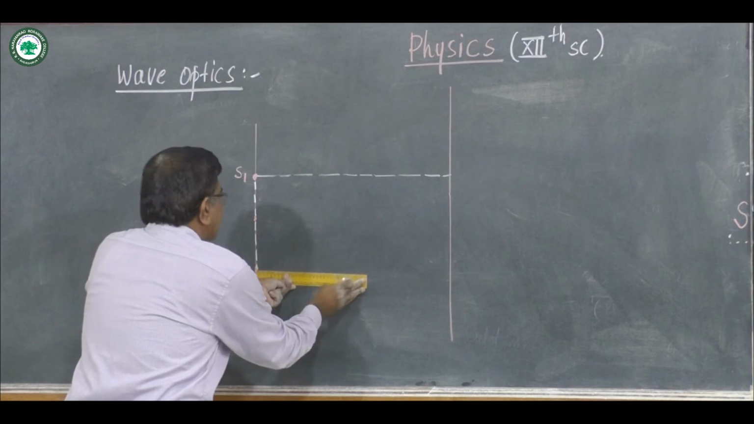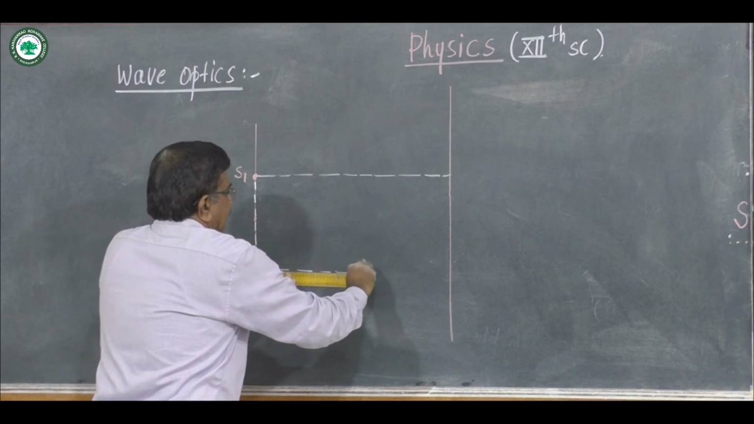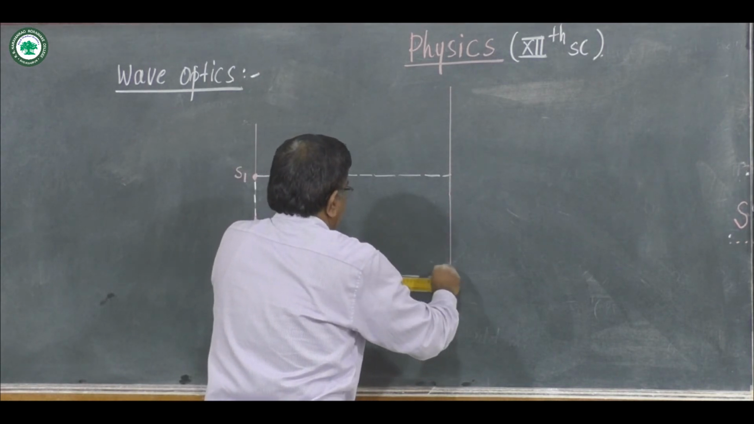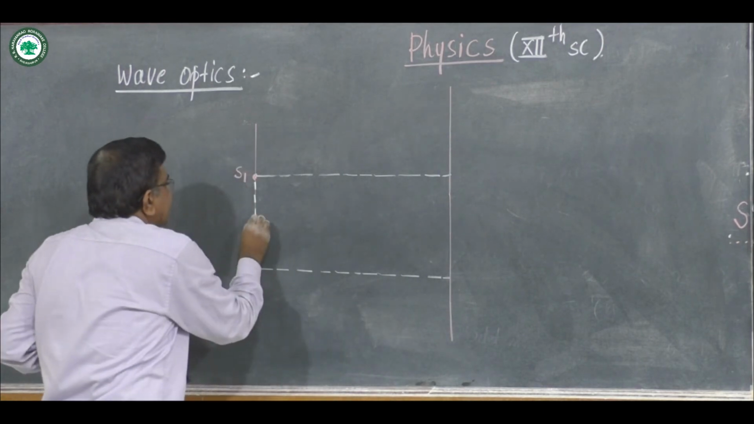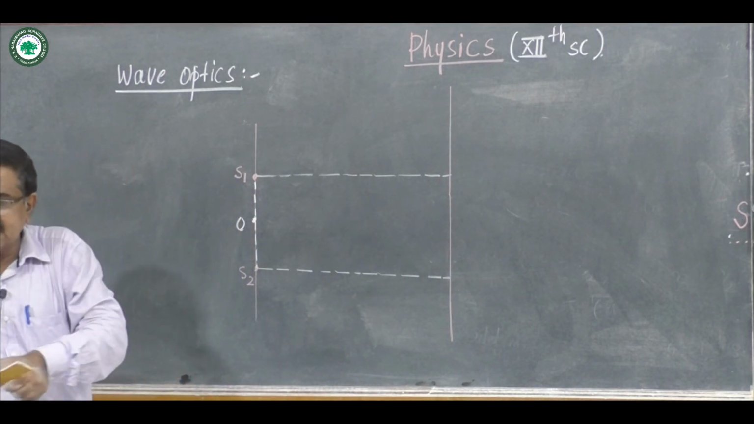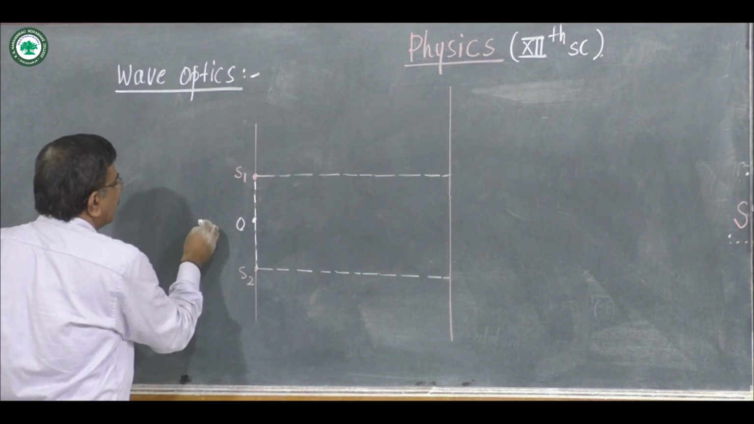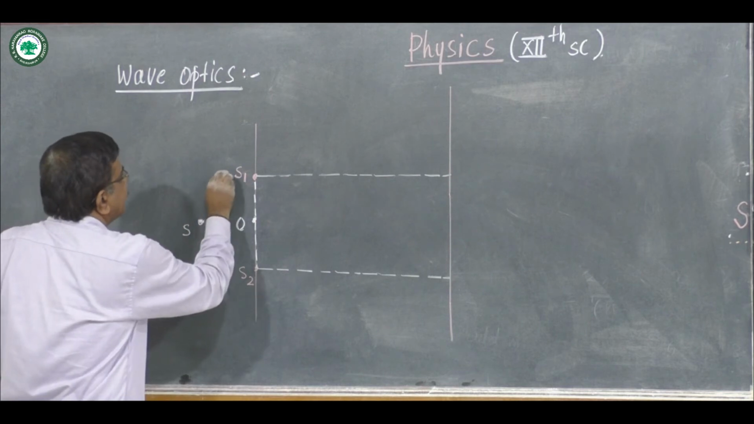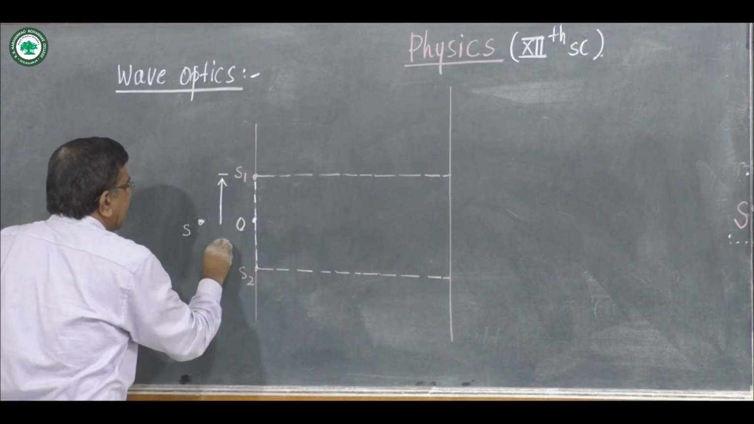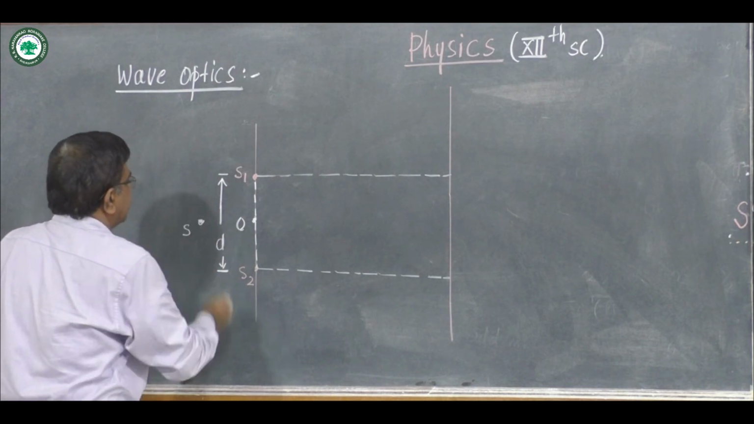These are the two slits S1, S2 in the Young's double slit experiment. This point is a central point, suppose O. Here O is the central point. Here there is a source S, we know. And the distance between S1 and S2 is suppose small d. Distance between these two sources is small d.